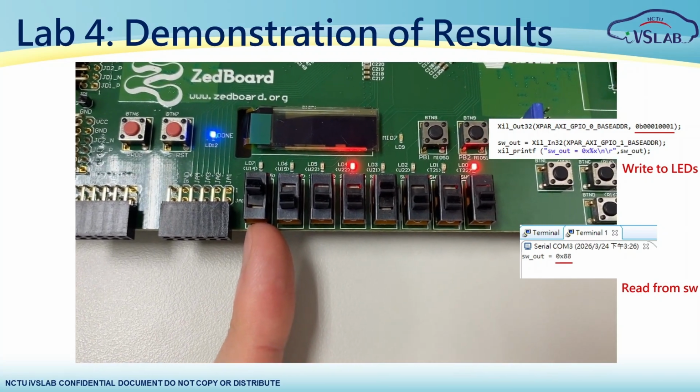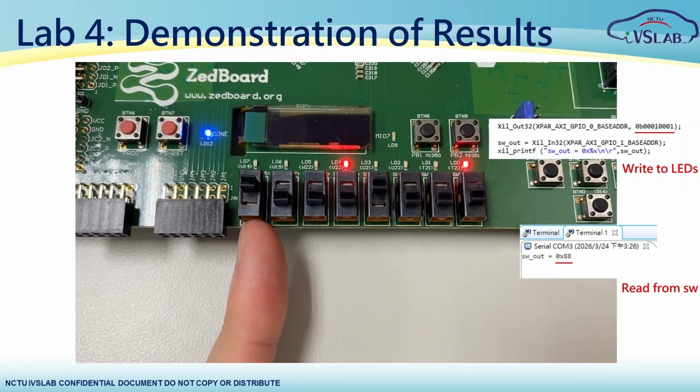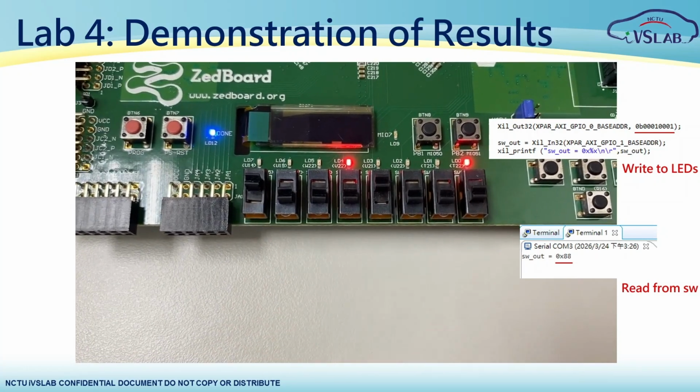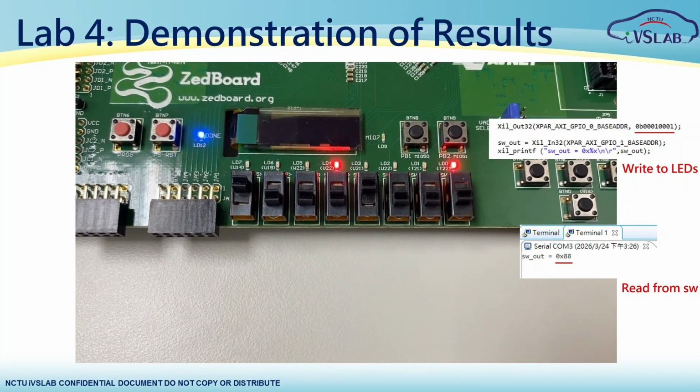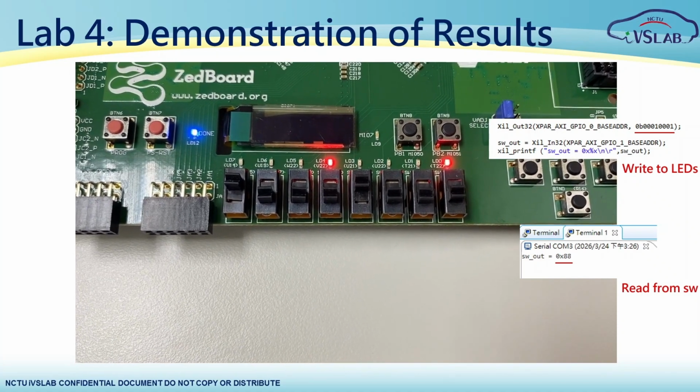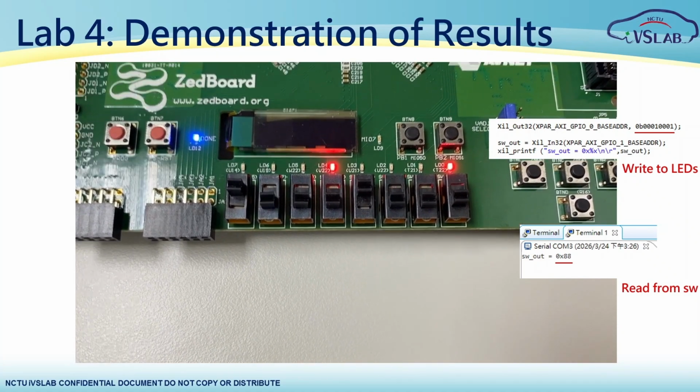Additionally, as you can see, because the fourth and eighth slide switches from the right are currently flipped up, the terminal displays a hexadecimal reading of 0x88. You can toggle the switches arbitrarily afterward and rerun the program to observe the captured switch values. For instance, if you flip all 8 switches up, the terminal will output 0xFF.